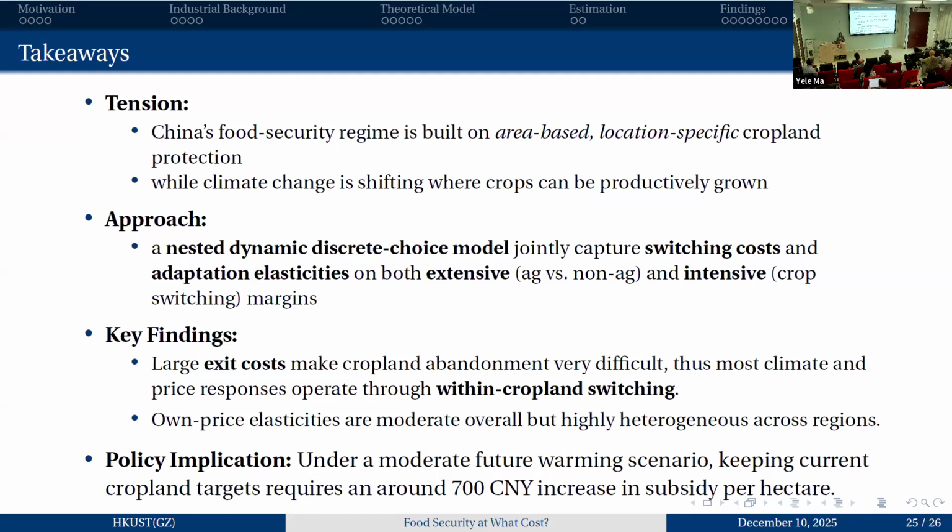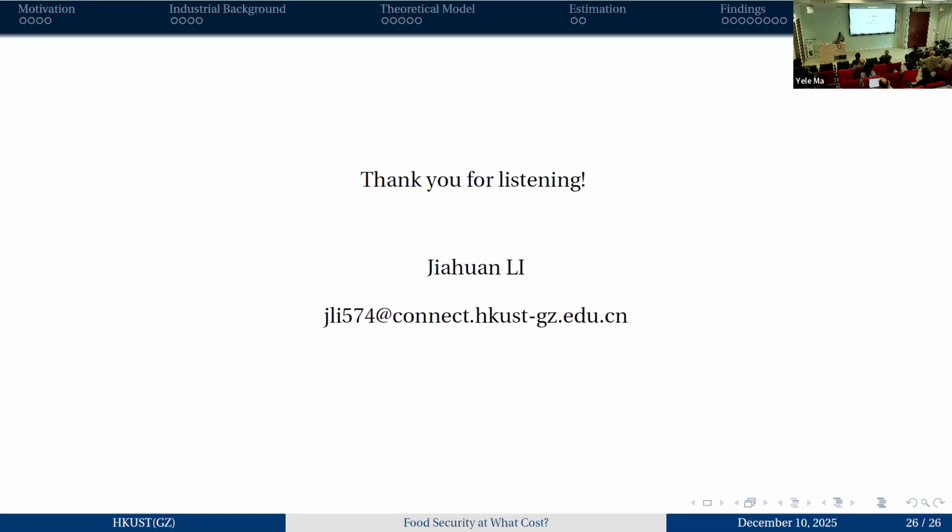Finally, for the policy implication, we find that under a multiple scenario, taking the current top-line target reverse and around 700 input something. Thank you very much for listening.